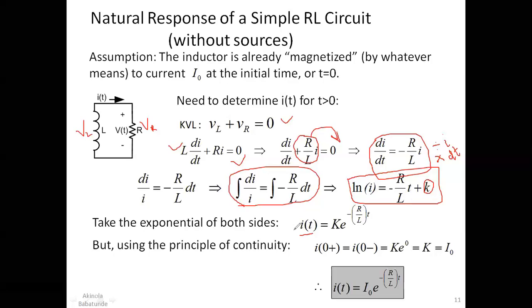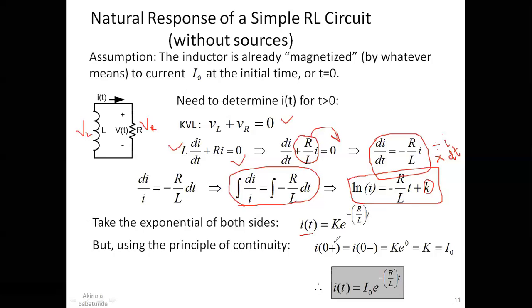We have talked about things close to this before, but we just need to brush over them again, because now we are dealing with RL. For RC, we focused more on the voltage. But for the RL circuit, you will find that what we have is I of t, instead of V, equal to K e to the minus R over L multiplied by t.